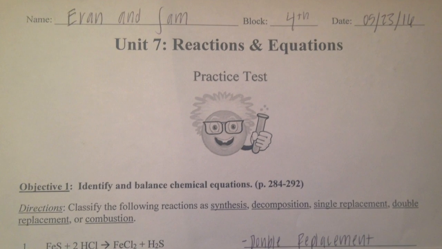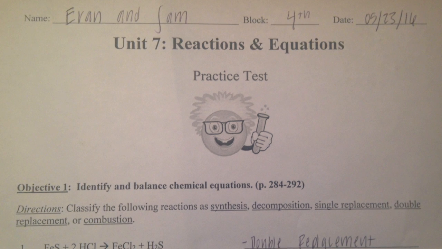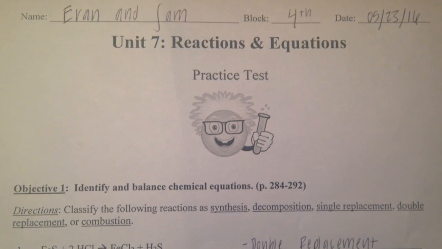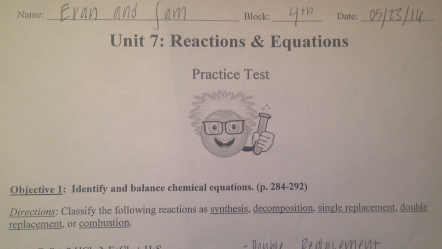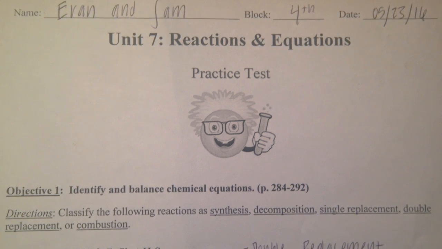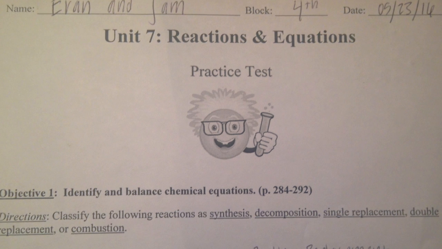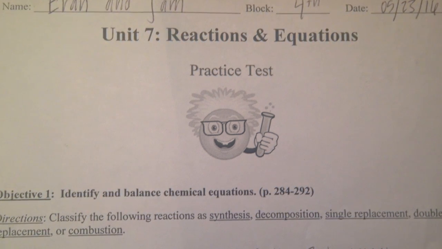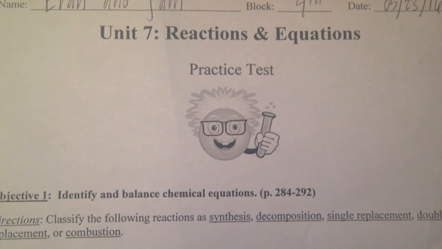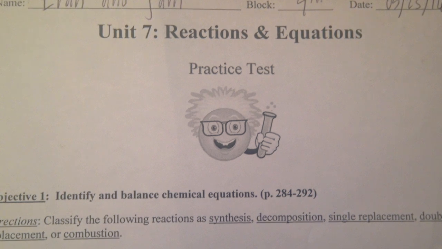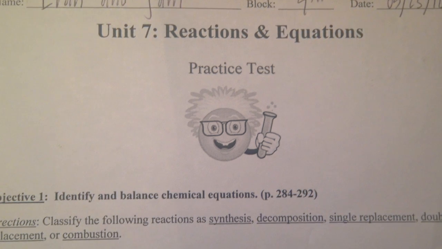Alright, objective 1, problem 1 has Fe and S and H and Cl reacting to form FeCl2 and H2S. You see that there's 4 elements in the reactant side, and you look at double replacement, it's AB plus CD, which is 4 elements, yields AD plus CB, which would be 2 new compounds. So then you see that FeS plus 2HCl yields FeCl2 and H2S is a double replacement.